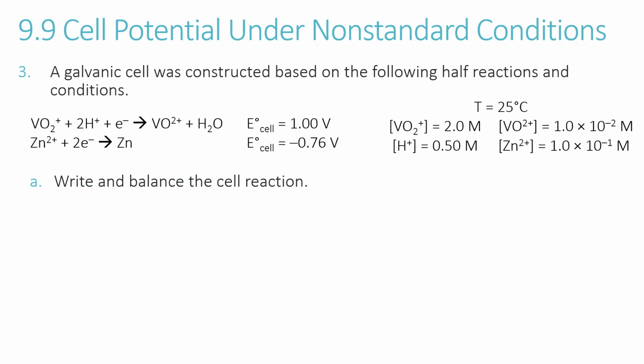So here we have a galvanic cell that is constructed of the following half reactions and conditions. So these are all non-standard here. So let's first calculate the standard voltage here for this cell.